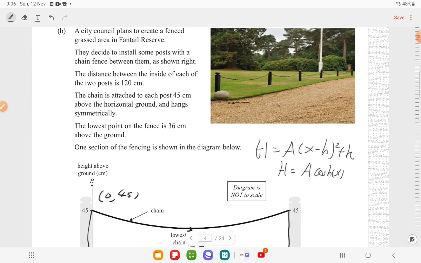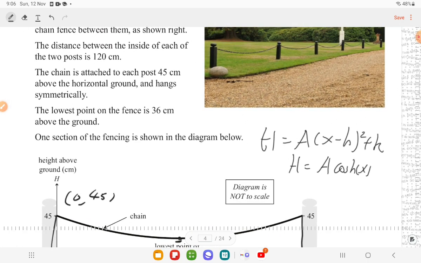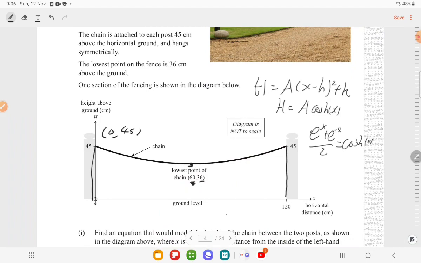But it's just a bit interesting to see how this hyperbolic cosine function of e to the x plus e to the negative x over 2 models this. It models when you're holding a chain like this.